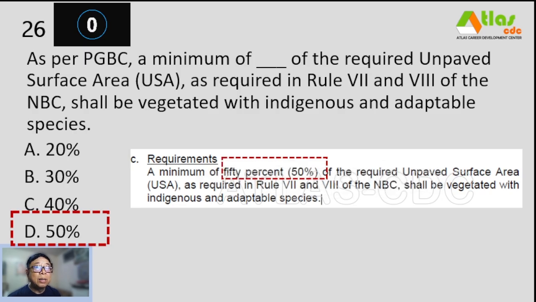So a minimum of 50% of the required unpaved surface area or USA as required in Rule 7 and 8 of the NBCP shall be vegetated with indigenous and adaptable species. The plants to be planted must be indigenous and adaptable.